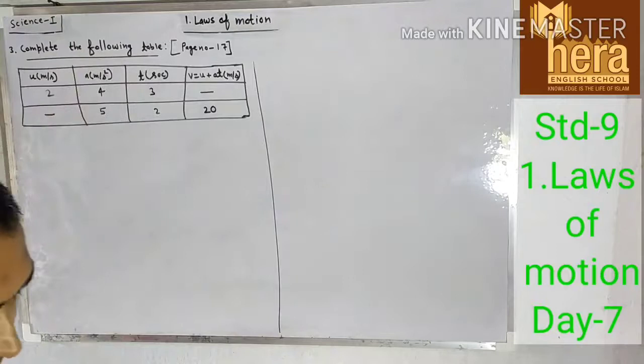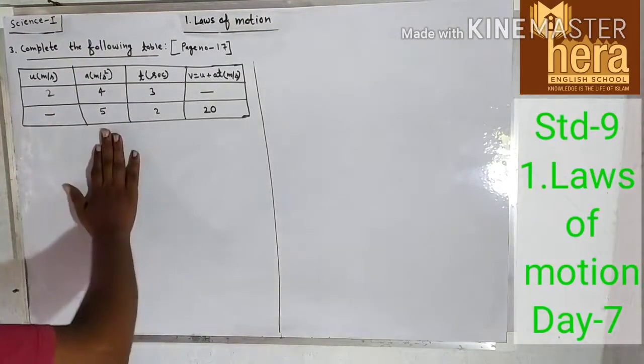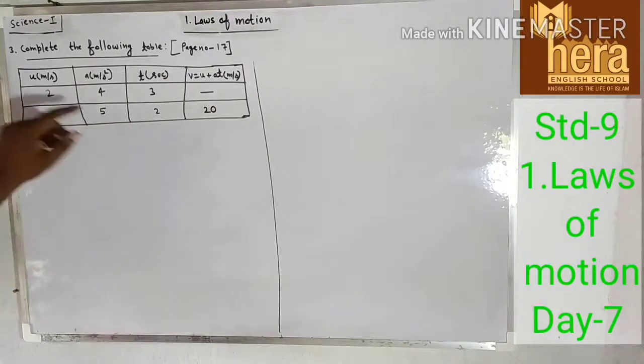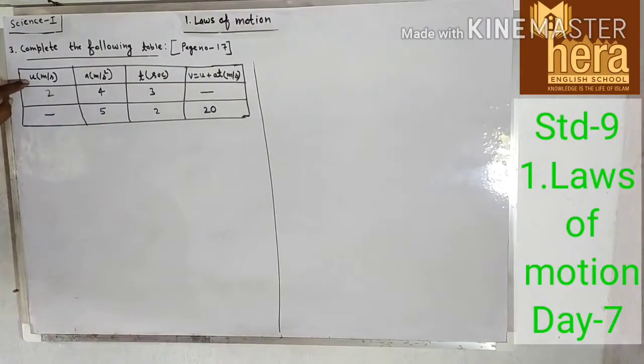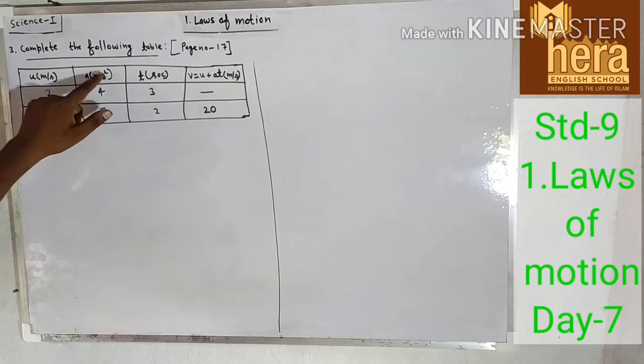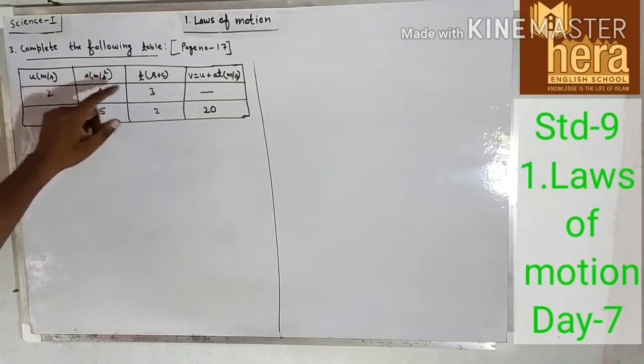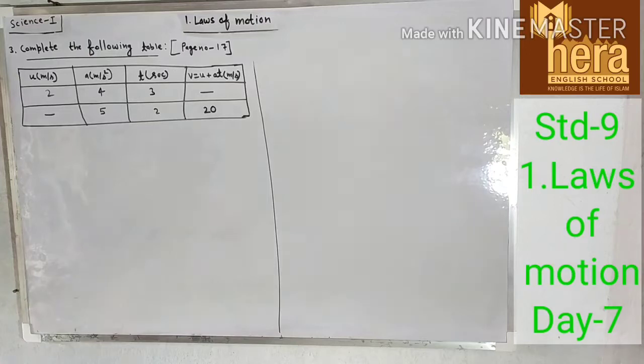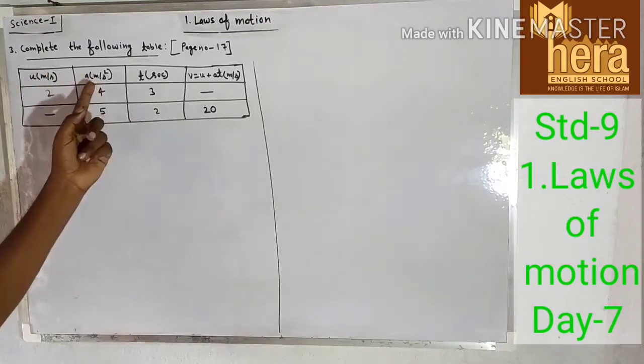So first of all, you have to read the table. How to read the table? I will tell you. See, this is U. U means initial velocity. This is given in bracket meter per second. Meter per second is the unit of velocity, right? A means acceleration. The SI unit of acceleration is meter per second square. So in brackets are given the units. Whenever you find the answer, you have to write the units also, okay?